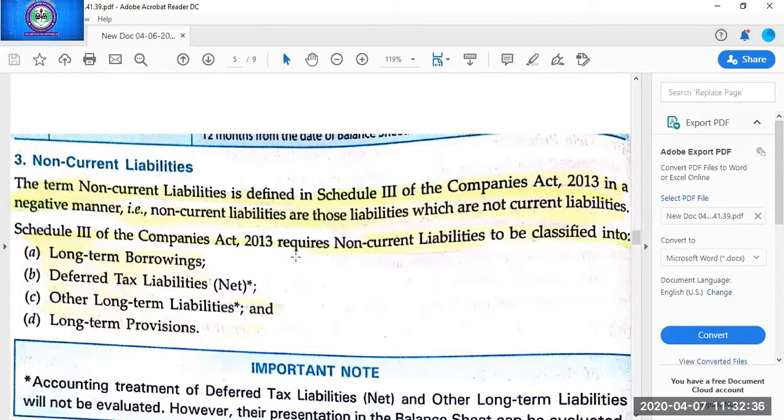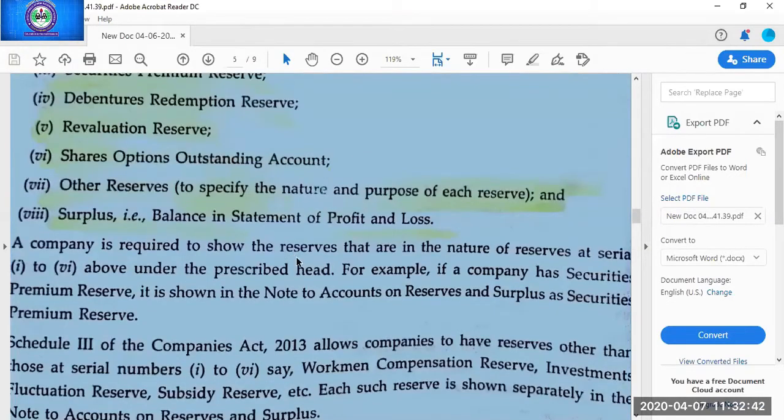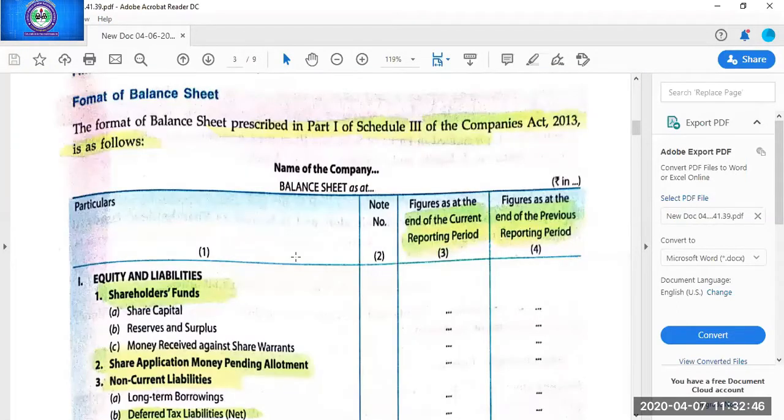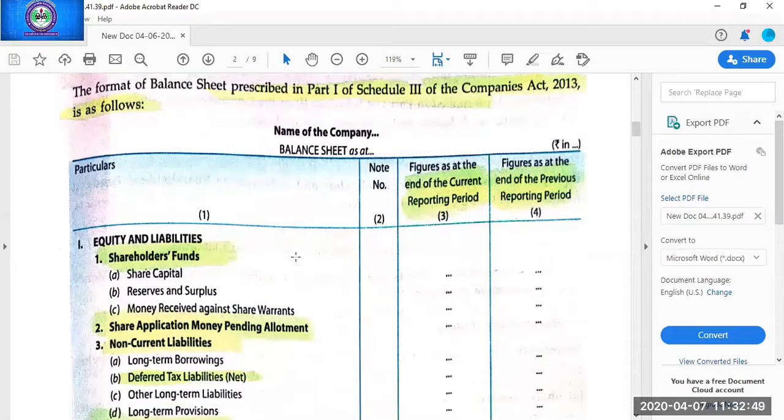Okay. So now I am going to the next head which I have shown you in the balance sheet itself, that is the share application money pending allotment. It is the second major head of the balance sheet. My dear students, it is also a non-evaluative topic. So cross it in your notebook. It is also a non-evaluative topic.